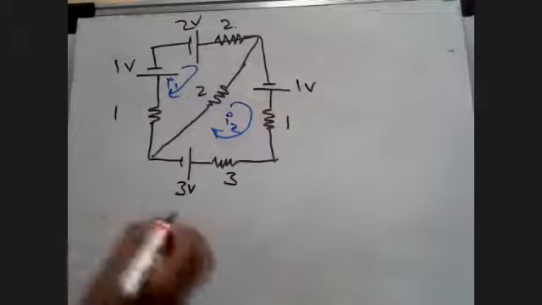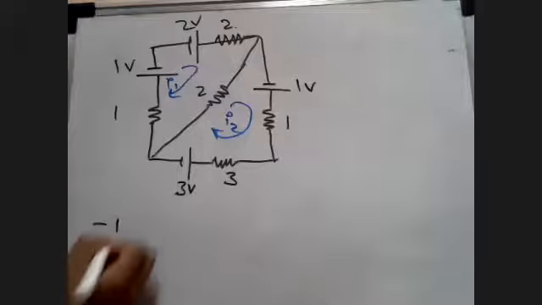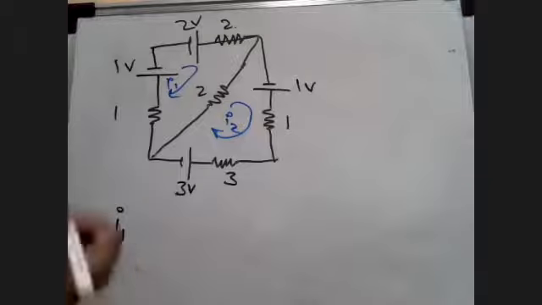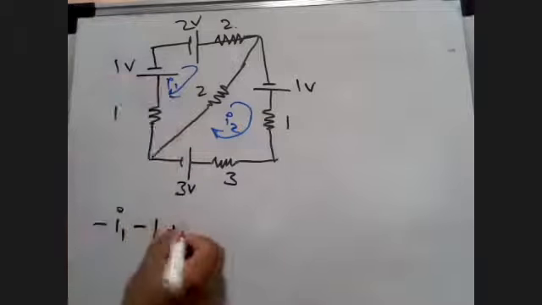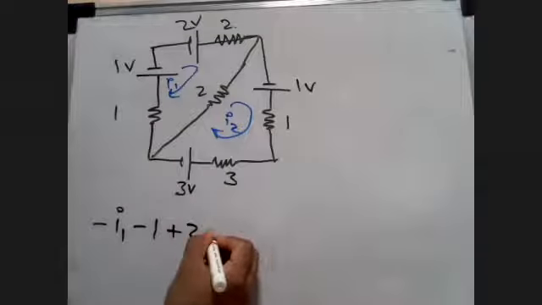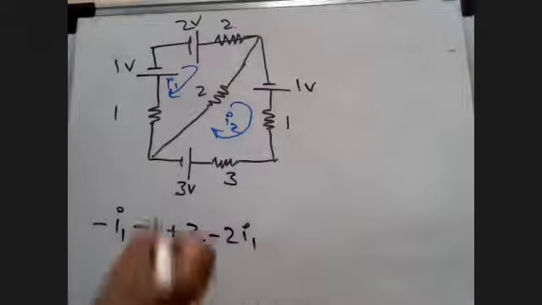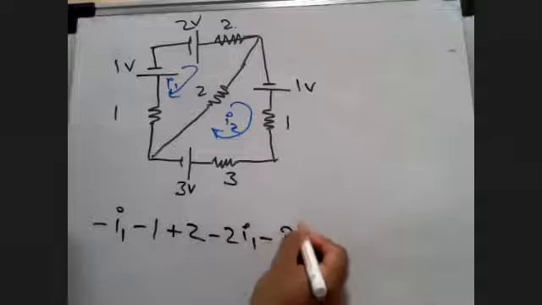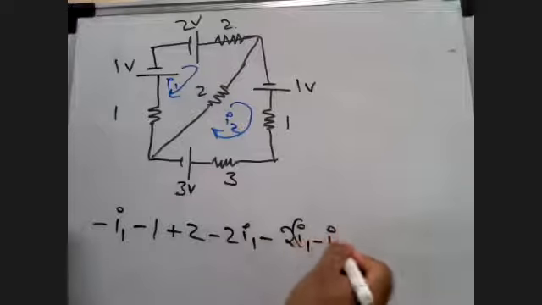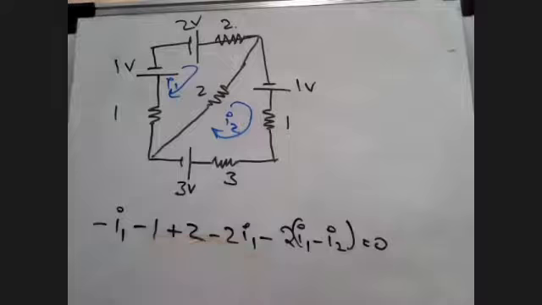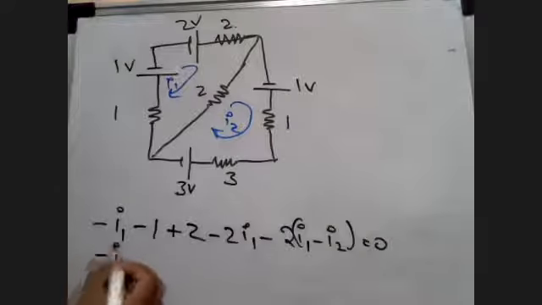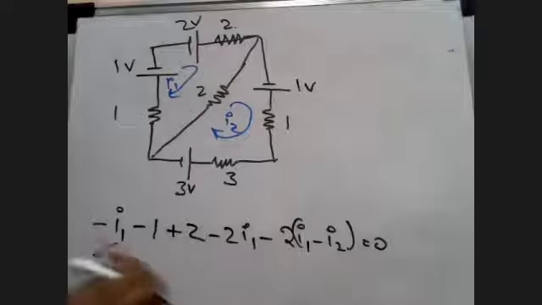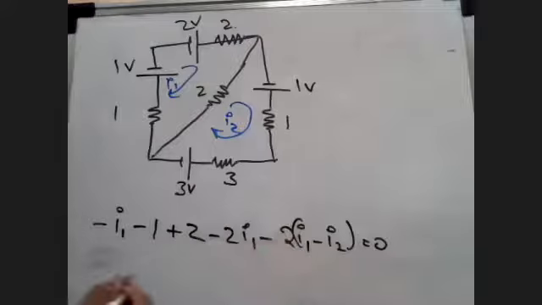You all also can start solving. So minus 1 is going to be just minus I1. I will take this as minus 1 again. The voltage plus 2 addition, and then it's going to be minus 2 I1 minus 2 I1 minus I2 equals to 0. Tell me what is this equal to? Solve this immediately.